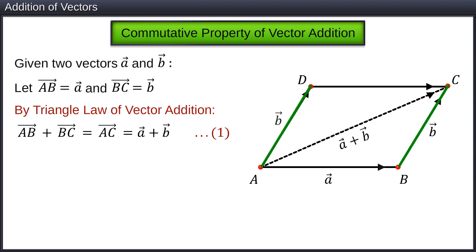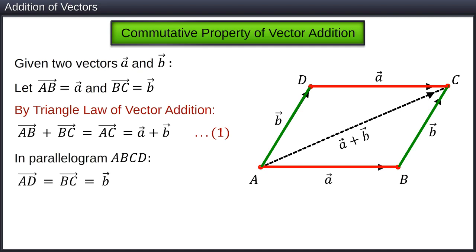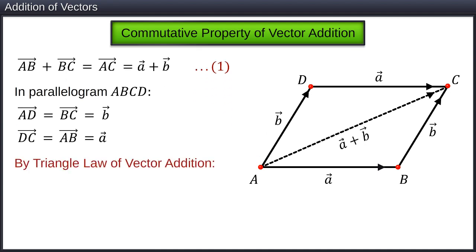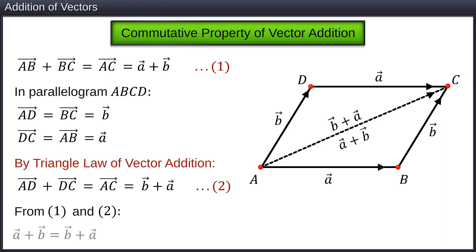Since the opposite sides of a parallelogram are equal and parallel, vector AD is equal to vector BC, and vector DC is equal to vector AB. Applying the triangle law of vector addition to triangle ADC, vector AC is equal to vector AD plus vector DC, which is equal to vector B plus vector A. Thus, we find that vector A plus vector B is equal to vector B plus vector A. Hence, vector addition is commutative.